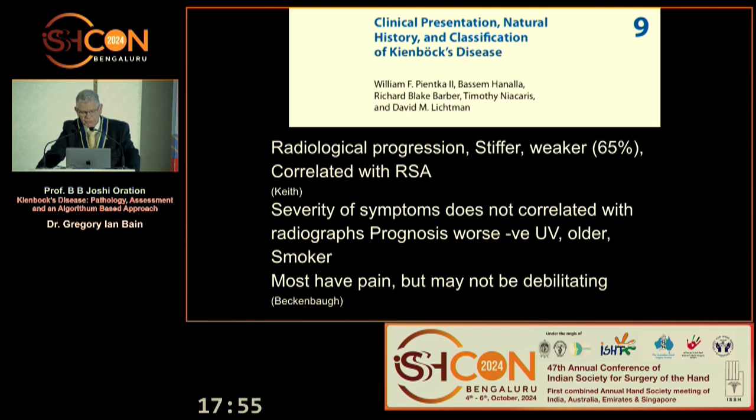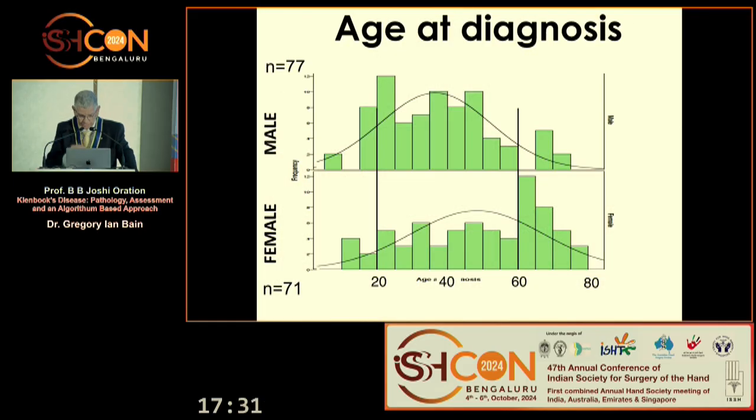The severity of symptoms does not correlate with the radiographs at all times, and the prognosis is worse for collapse if they have ulnar negative variance, are older, or are smokers. So it's common for patients with Kienbock's disease at long-term follow-up to have pain in the wrist, but it's probably not debilitating for most of the patients, and for these reasons, many patients with Kienbock's disease will not require surgery.